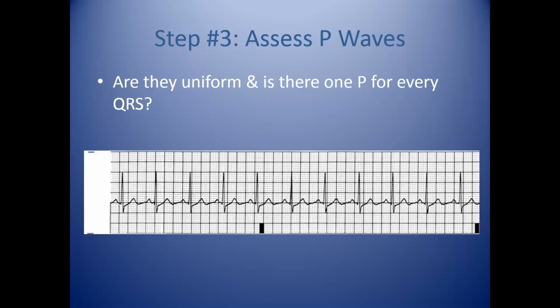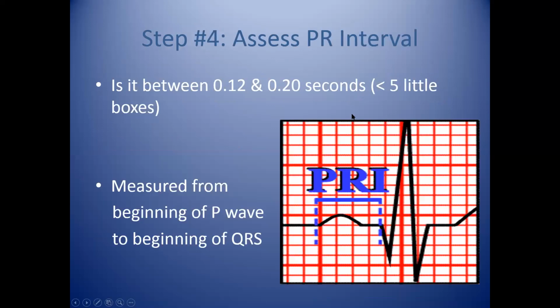There should be one P wave in front of every QRS, and they should look similar. So in this case, there's a P wave here, a P wave here, a P wave here, a P wave here, a P wave here, a P wave here, and there's a P wave in front of every QRS, and they look similar. They don't have to look exactly alike, but they look pretty similar. So you want one P wave in front of every QRS, and they should look similar.